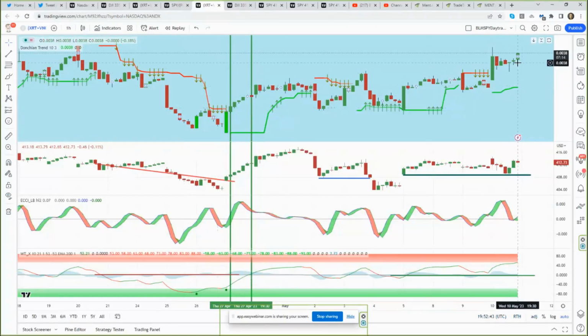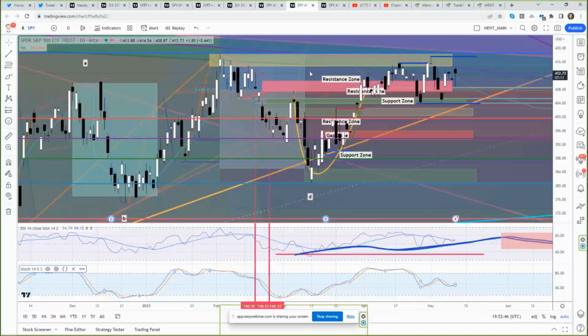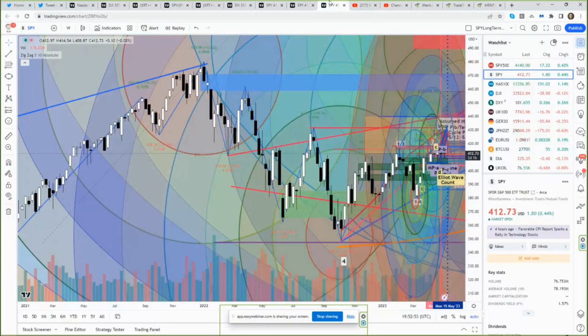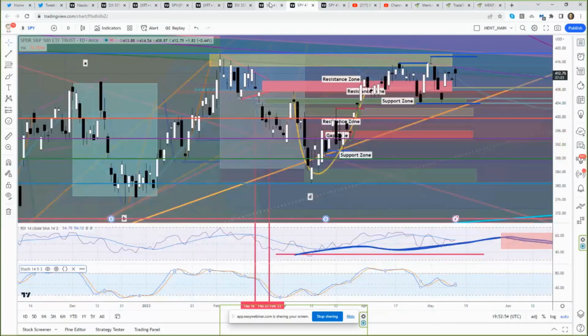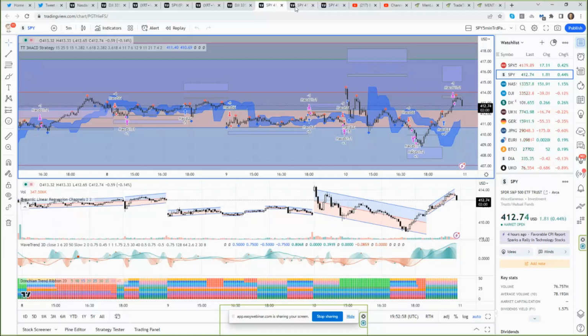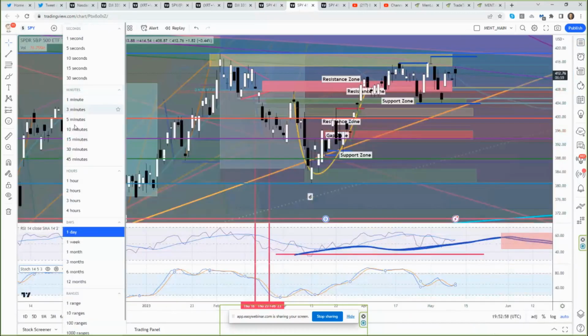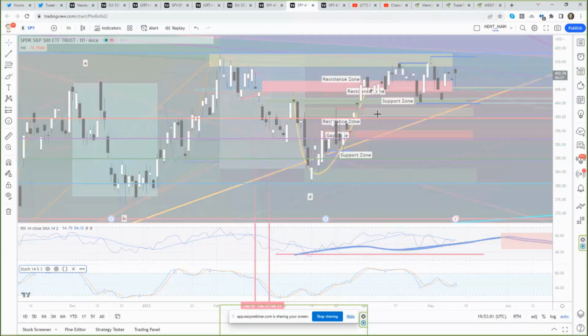Look at this strength into the close. Oh my gosh. Let's come back over to the SPY. Just a huge rally. Let's come back to the hourly. Where's my hourly? Oops, don't have it here, have it here. So we'll go to 1 hour.